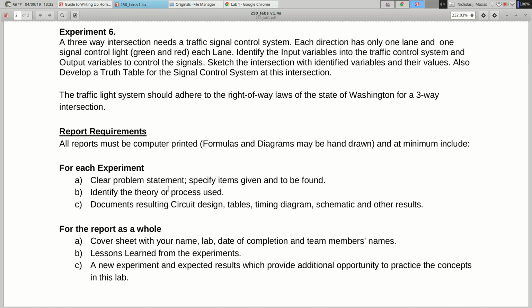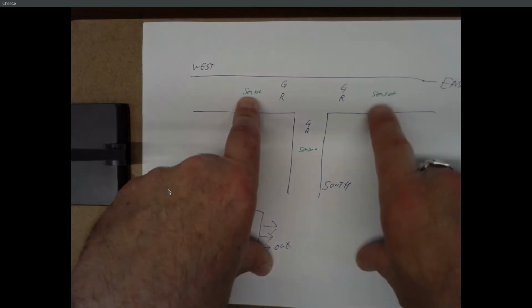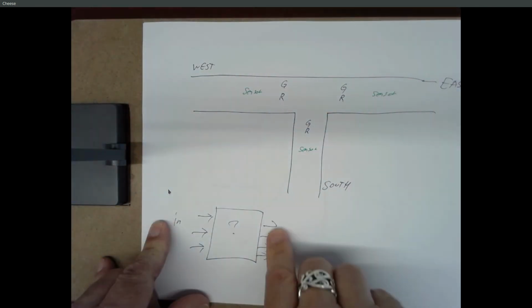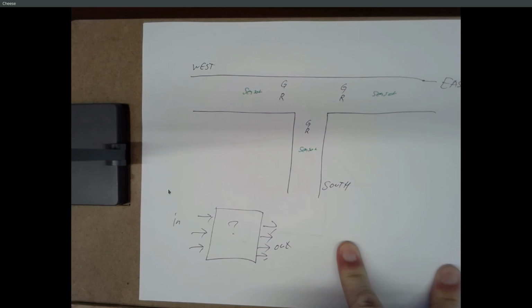So you want to develop a truth table that corresponds to this intersection. And it'll probably look familiar to something you did in 120, something involving airplanes. Okay, so that's experiment 6. It's sort of a warm-up on the traffic light. So sketch the intersection, label the inputs and the outputs, draw a system diagram, and then make a truth table.